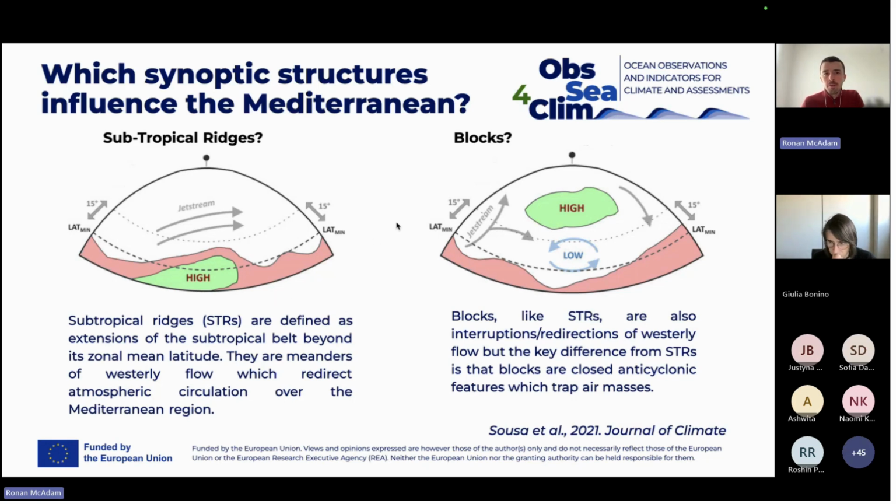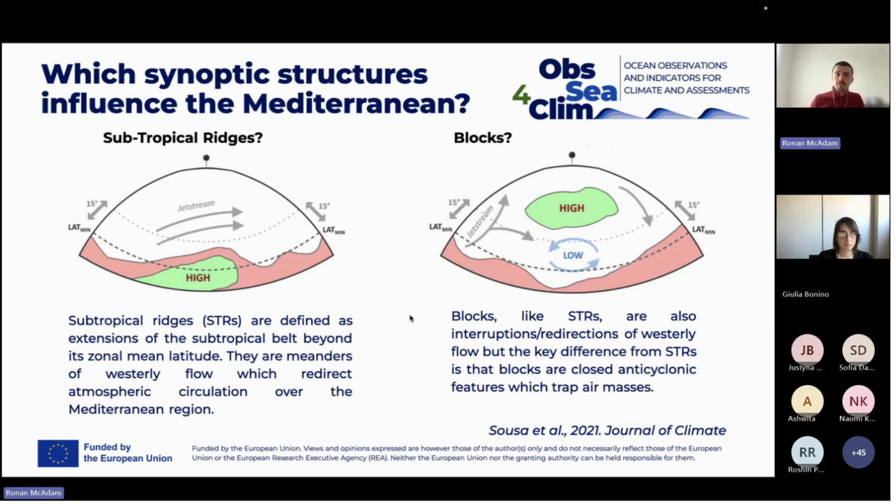Otherwise, you also have blocks. Now, subtropical ridges, if they extend much further north and become unstable, can pinch off and separate from the rest of the atmospheric flow and cause a block, so a persistent, stuck, high-pressure system in the northern latitudes. Both of them are known to cause heat waves terrestrially. Blocking, as you can see here, is typically further north: Scandinavia, British Isles, that sort of latitude.